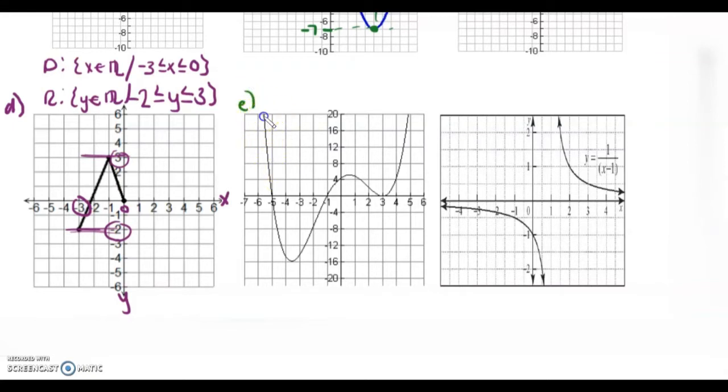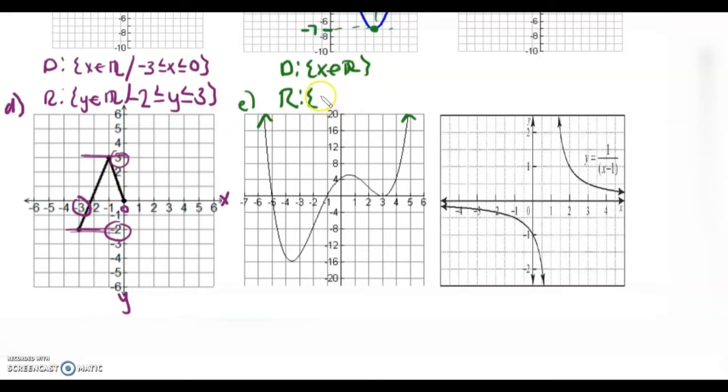Okay, E, I'm going to treat this as though it has arrows on it. I know that some graphing software doesn't put arrows, so I'll treat this as arrows. This is going to go left and right forever. So domain is simply x ∈ ℝ. Every single real number that exists, it's going to plot on.